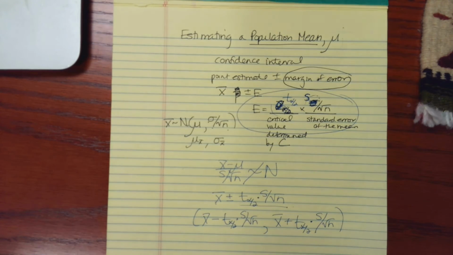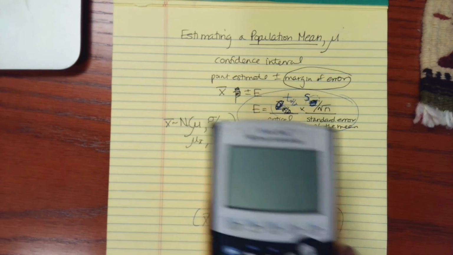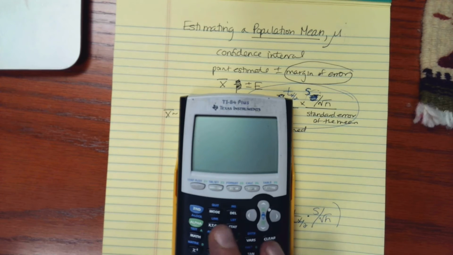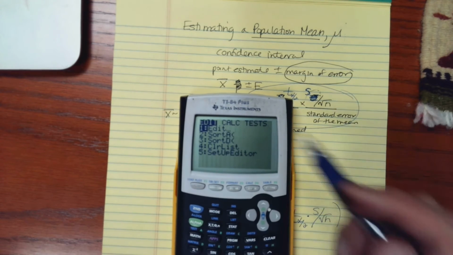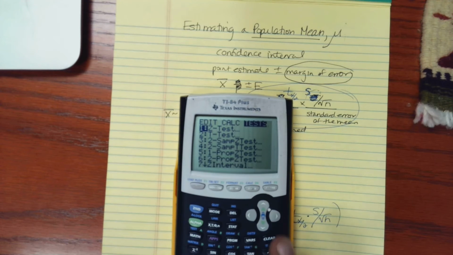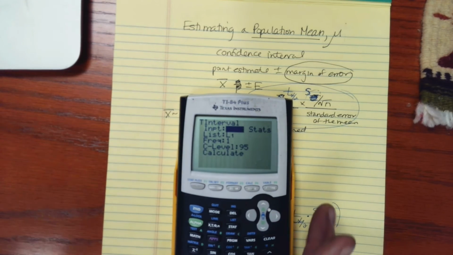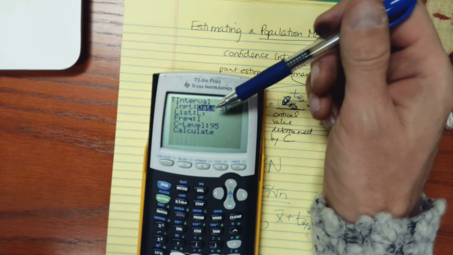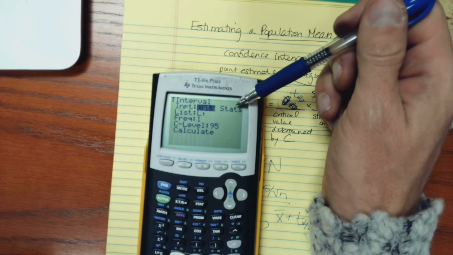However, let me show you a shortcut. If you have a TI-84, first turn on your stat menu and scroll over to the test and then down to option number 8, and you'll see that it says t-interval. So when you select t-interval, your calculator can accept input one of two ways, either as raw data or by inputting summary statistics.